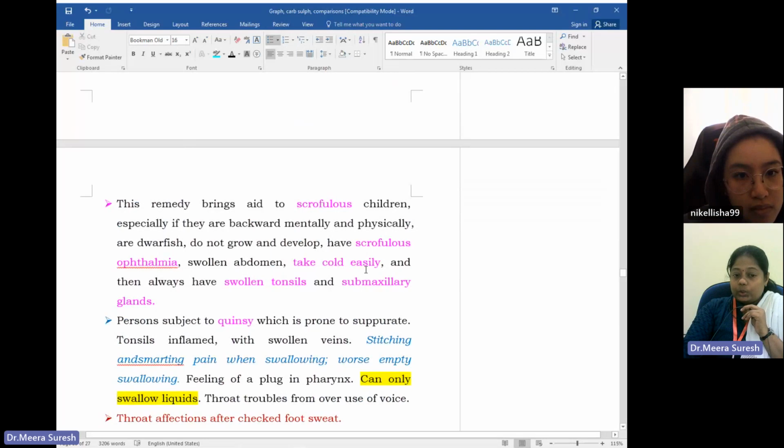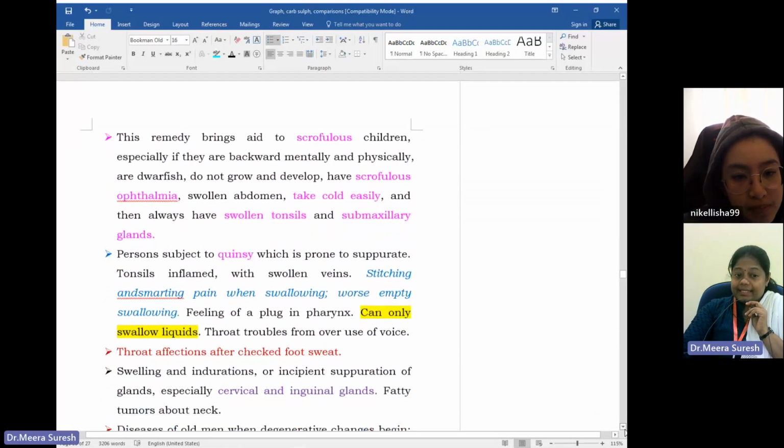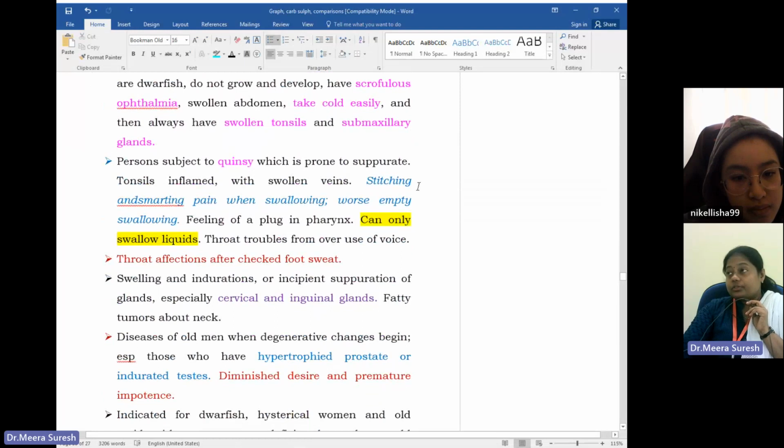Swollen abdomen, they take cold very easily. They will have swollen tonsils and submaxillary gland inflammation or swelling. So with Baryta, the complaints are almost always concentrated in the neck and throat region, all the glands present over here. The persons will be subject to quinsy, which is prone to suppurate. Of course, quinsy is a tonsillar abscess, so I don't know why they still say it is prone to suppurate. Quinsy has already suppurated, but that's the old materia medica language they have used.